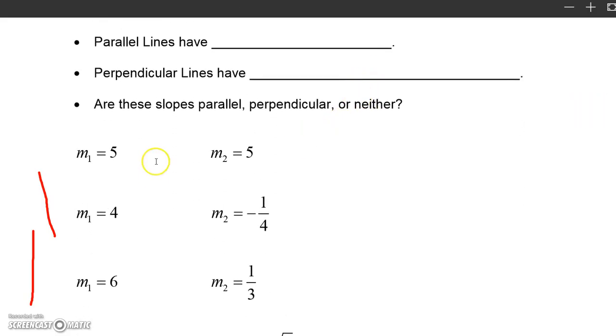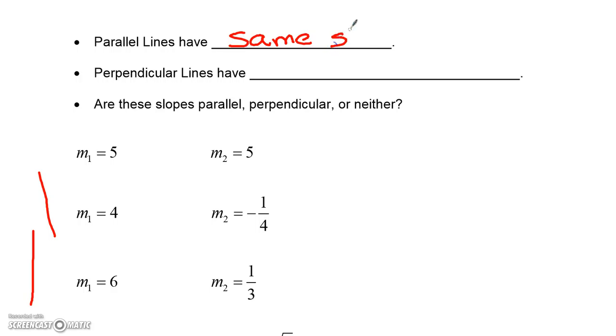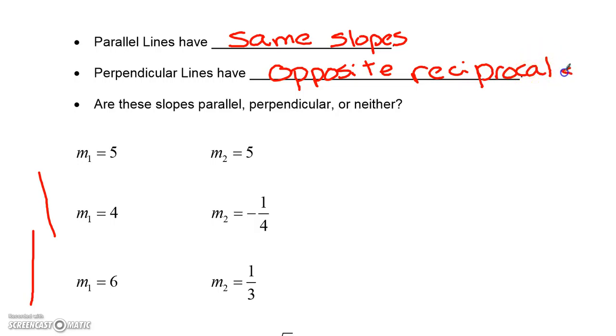Alright, parallel lines have the same slopes. Perpendicular lines have opposite reciprocal slopes. What that means is they're going to have a sign change and you're going to flip-flop the fraction.